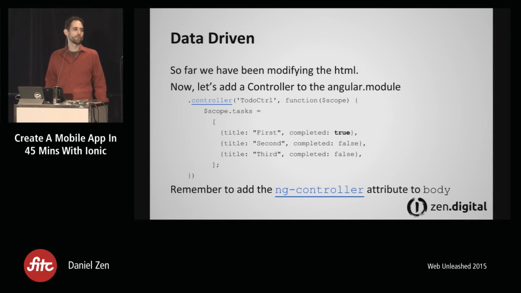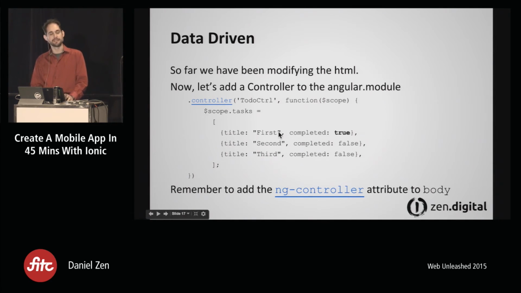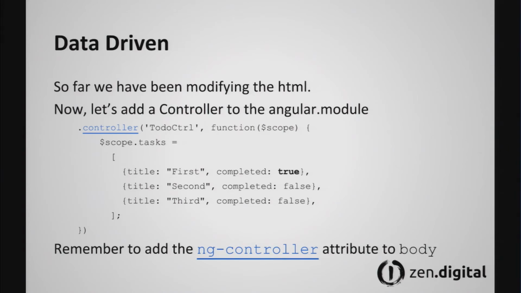Okay, so now we're actually going to write some code. This is more than just HTML. This is the very first bit of JavaScript code, specifically Angular code, that we're adding in. So we're going to make our app data-driven. Instead of just cutting and pasting the static text that was like item 1, item 2, item 3, now we're actually creating an array of tasks. Each task has a title and whether or not it's been completed. And we can see the first task has actually already been completed.